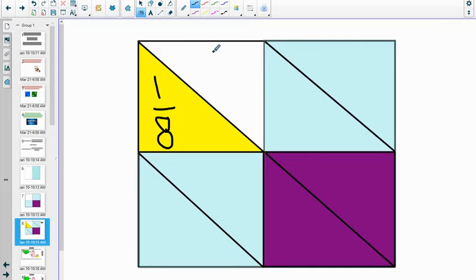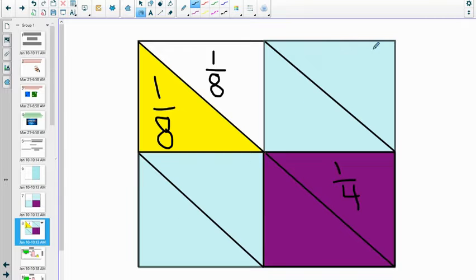I've got 1 out of 8 that is white. So the probability of yellow is the same as the probability of white, and that is 1 out of 8. Here I've got 2 out of 8, so the probability of the purple is 1 out of 4. 2 out of 8 reduces to 1 out of 4.